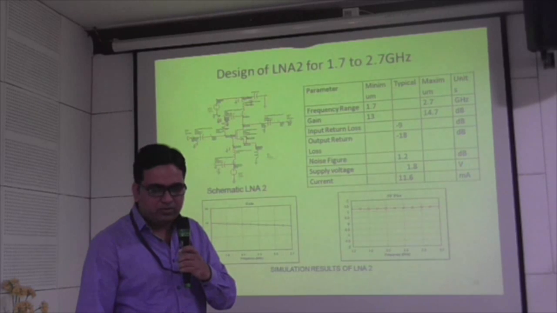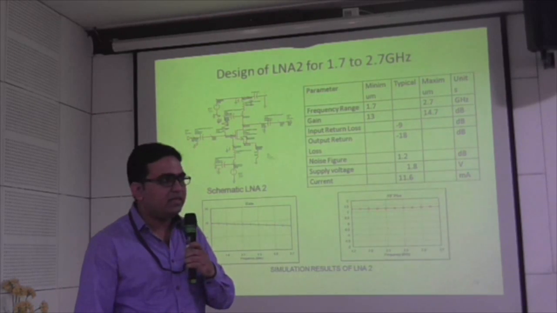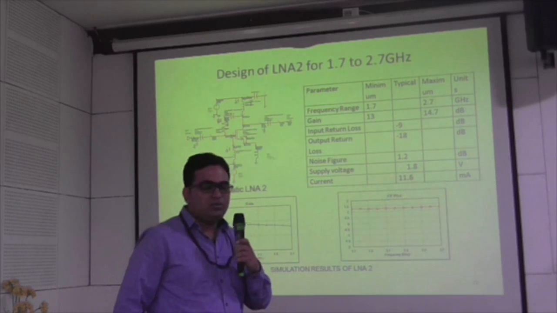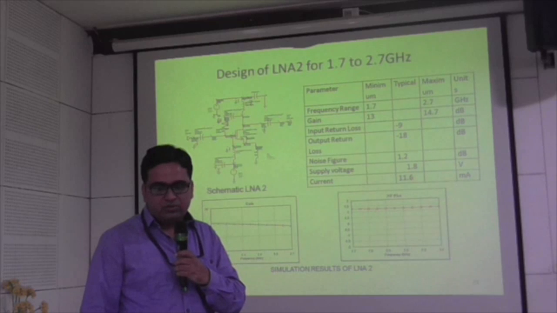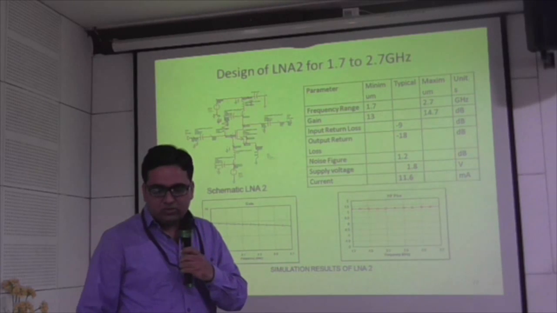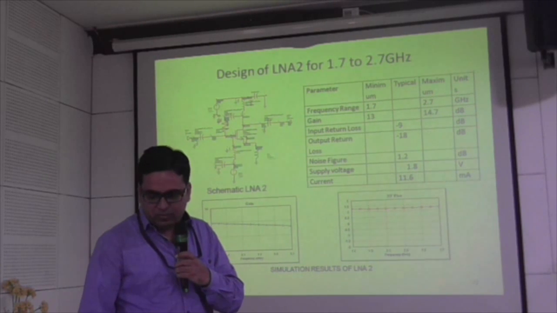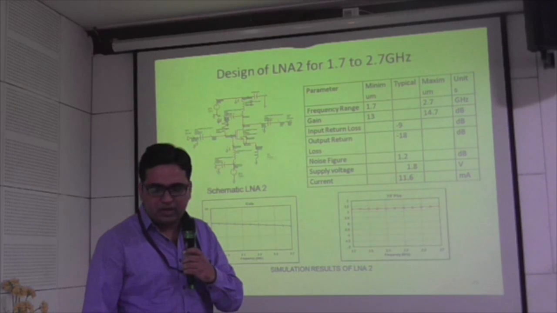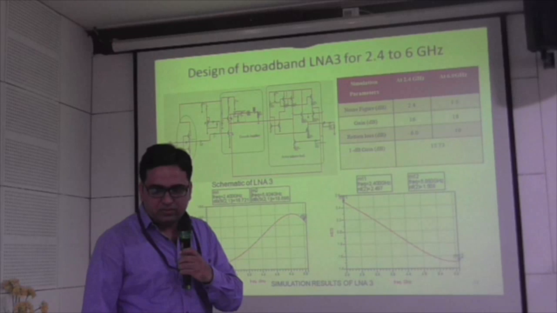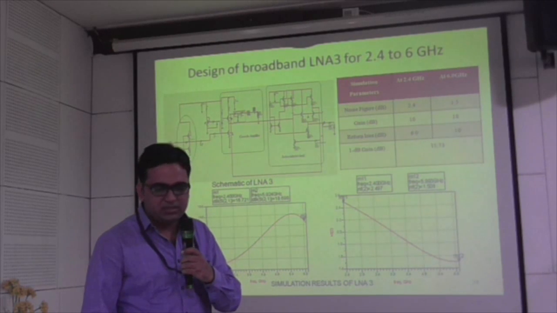So I went to another LNA design, for 1.7 to 2.7 gigahertz, where I achieved 13 dB of gain and 1.2 dB of noise figure. The operating frequency is also low. So I decided to go for another type of LNA with another biasing structure. So I have designed the LNA 3 over there.